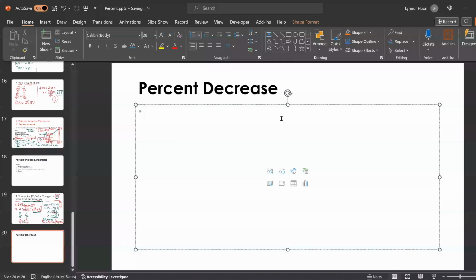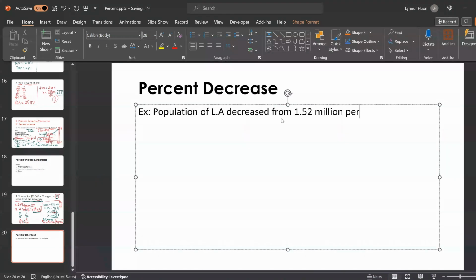For example, say the population of LA decreases from 1.25 million people to 1.46 million people. Find the percent decrease.